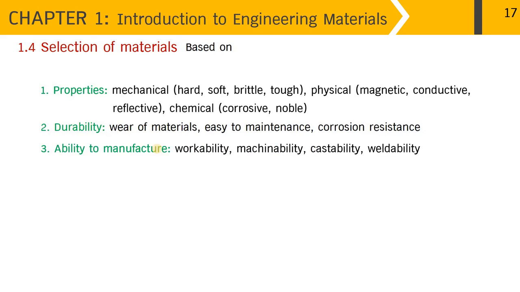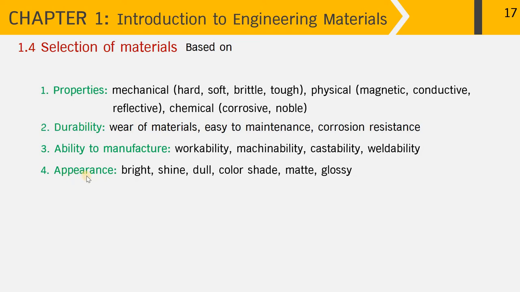Third, the ability to manufacture. If the material is workable or easy to machine, that will bring down the manufacturing cost. And if the metal is castable and weldable, that will be easy for the manufacturer. And the fourth one is the appearance. And I believe that this is quite important. Imagine when you would like to buy a new watch. More often, you're looking for the bright and shiny one, not the dull one. The color choice is important, or even the surface texture, whether matte or glossy.